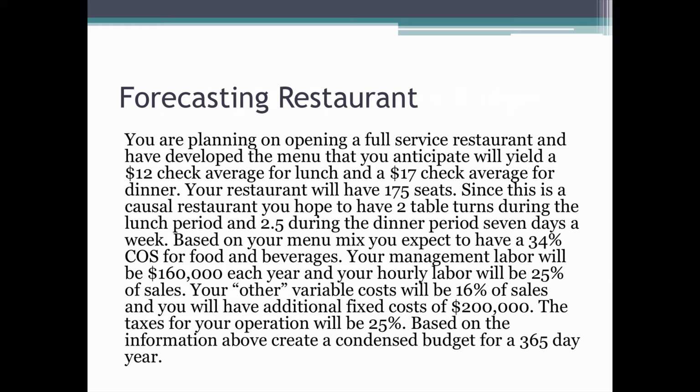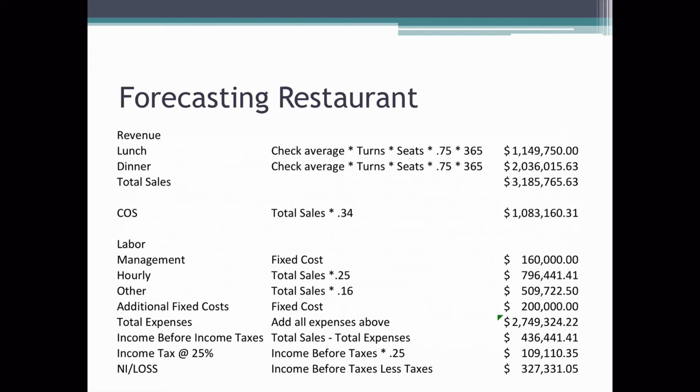So the first thing we do is we calculate our revenue. What I've done is I've done the entire sheet here, and we'll go over it line by line. I have our revenue, and I have our lunch, which is our check average times our turns times our seats times 0.75. So that would be $12 times 2 times 175 times 0.75 times 365, and we get a little over $1 million. And then we do the same for dinner, and our total is $3,185,765.63. So for our dinner numbers, our check average was $17 times 2.5 turns, and the seats were 175.